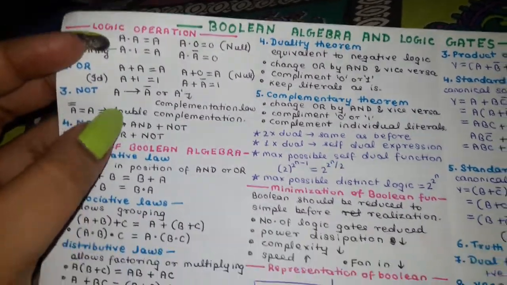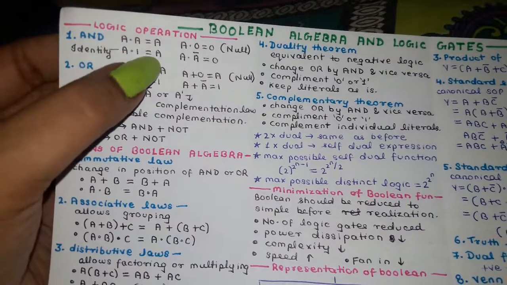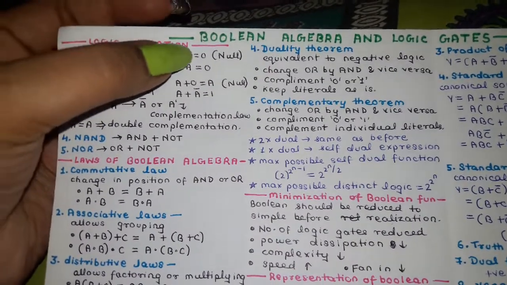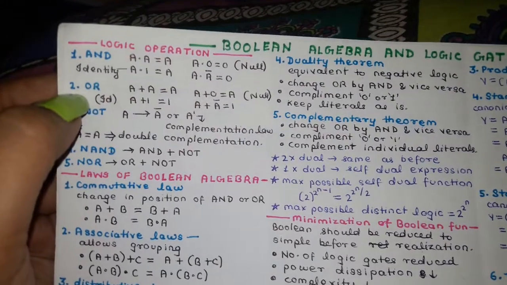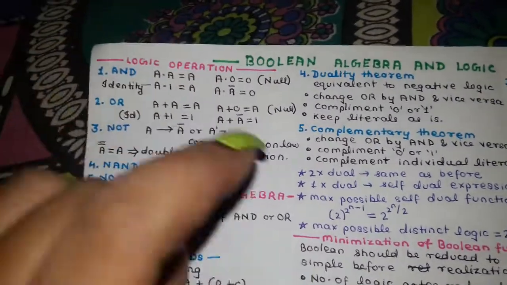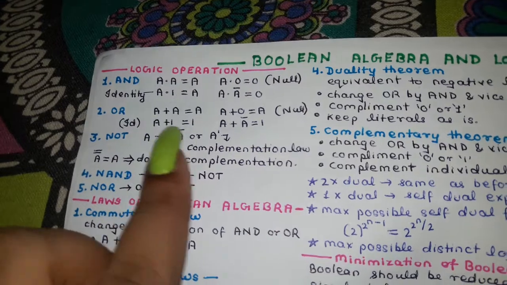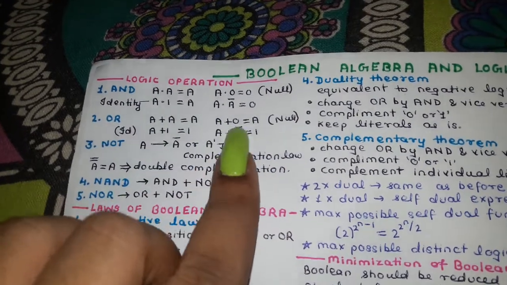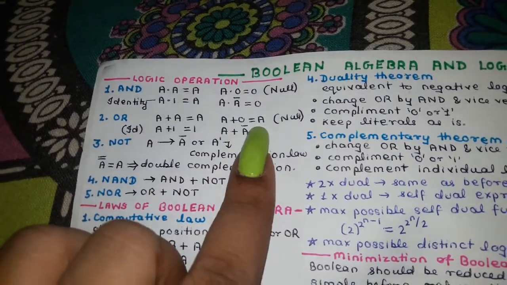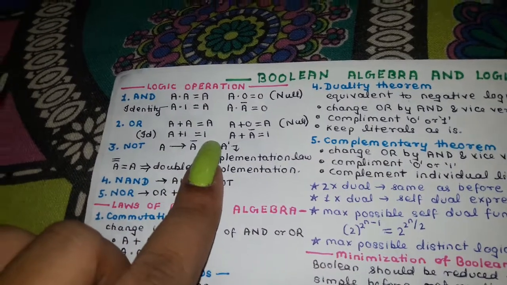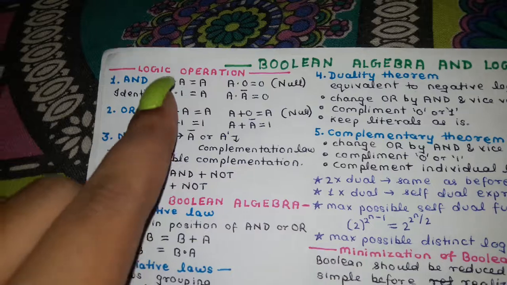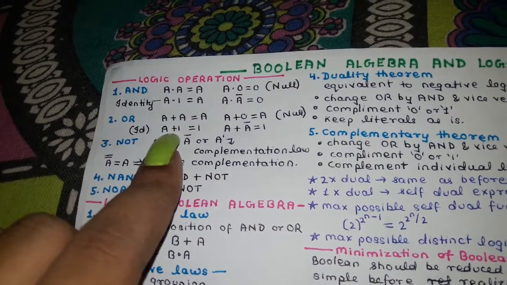And then we have OR. This is your identity and this is your null. Make sure you keep this in mind. These are your statements for OR. This is your null statement: A plus 0 equals A, and A plus 1 equals 1. Make sure that you remember these statements very well.